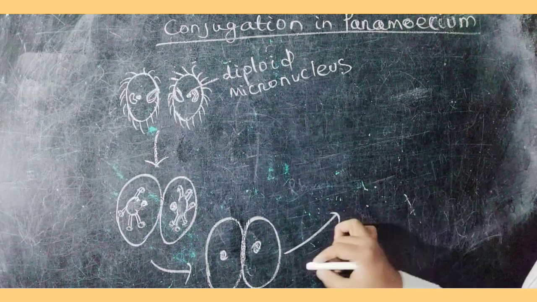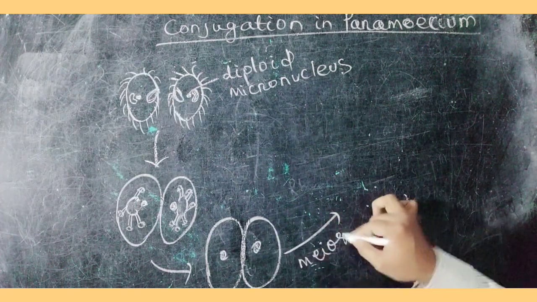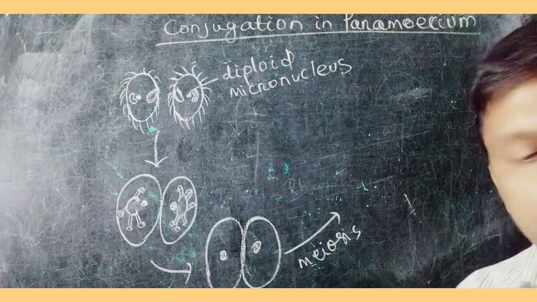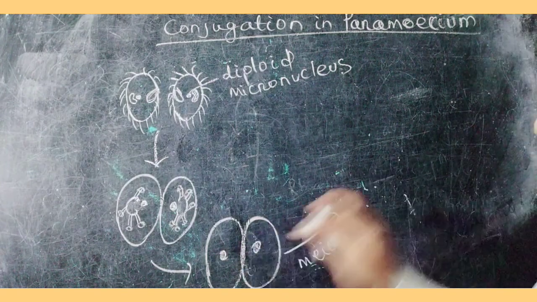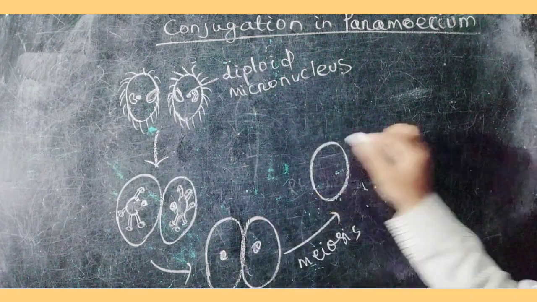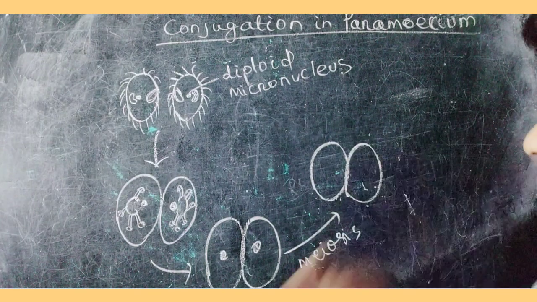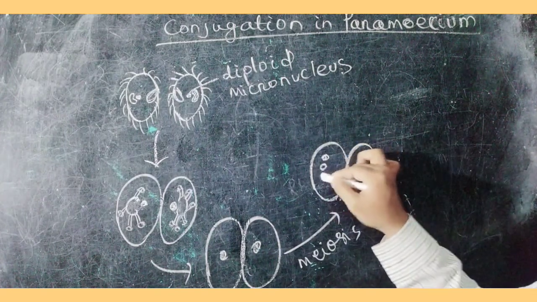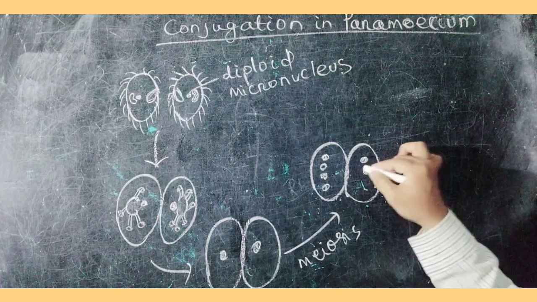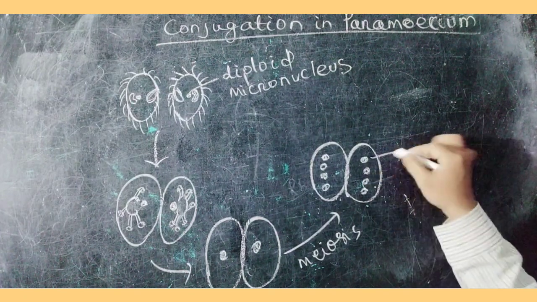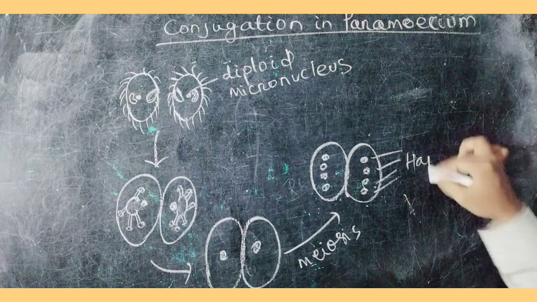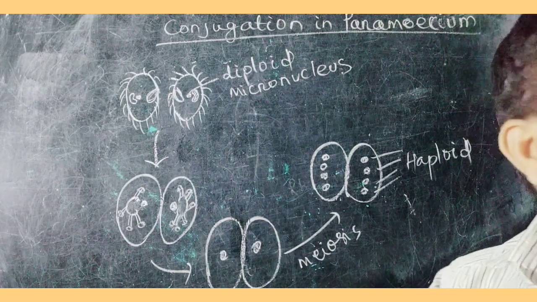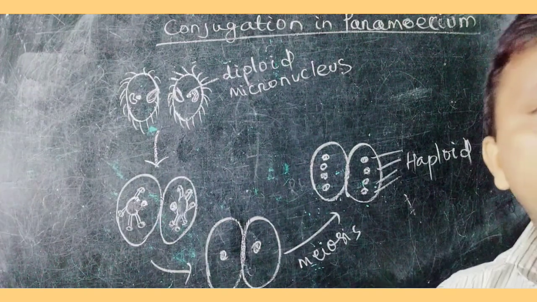The micronucleus now divides by meiosis. We know gametic nuclei can only be formed by meiosis. So the diploid nucleus divides through meiosis, producing haploid nuclei. Four haploid nuclei here. Here also four haploid nuclei. These are haploid.